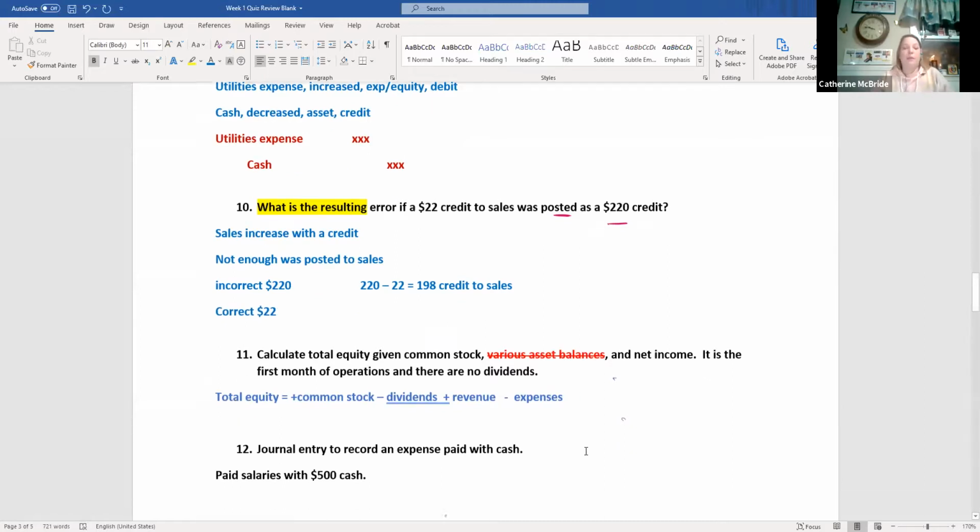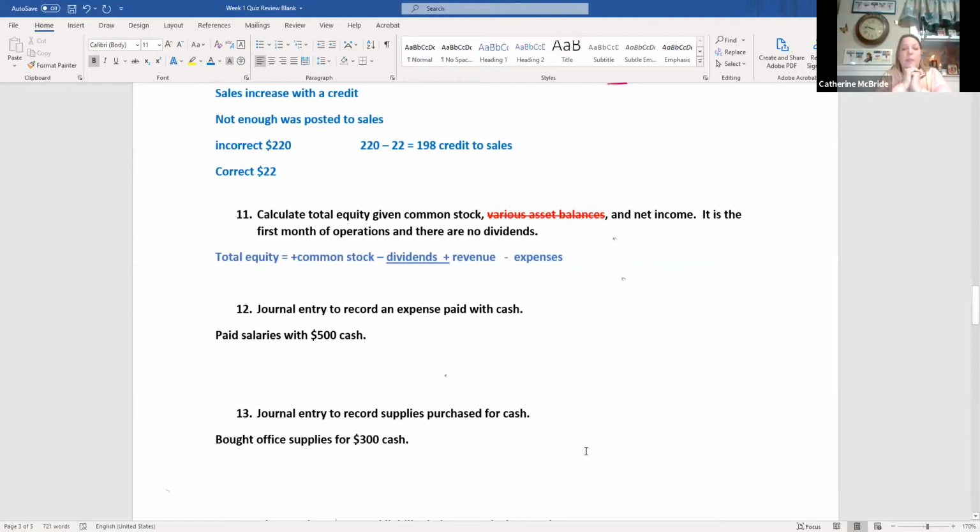Okay, number 11. Calculate total equity given common stock. They'll give you a list of various asset balances and net income. So what you need for common stock, I'm not giving you liabilities or anything. What you need is they give you pieces of total equity. So they're giving you common stock. They're giving you dividends because they said there are no dividends. They're not giving you revenue and expenses separately, but they are giving you revenue and expenses because revenue minus expense is net income.